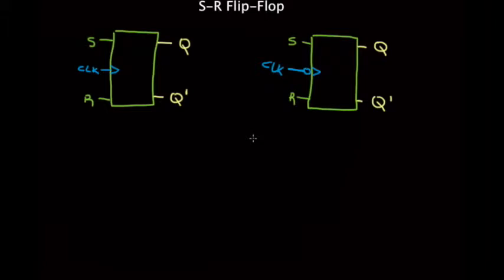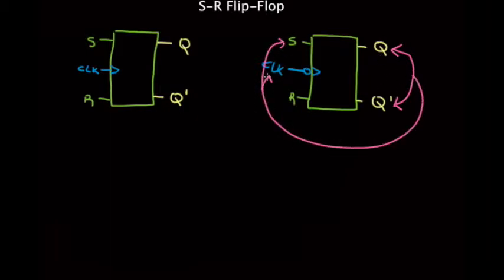Hey guys, today we're going to be talking about the set reset flip-flop, or the SR flip-flop. So the SR flip-flop is a sequential switching circuit which makes the output, shown here as Q and Q prime, depend on S, the clock, and R. So without S, clock, and R, we cannot know the output.